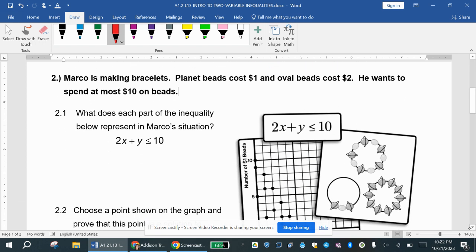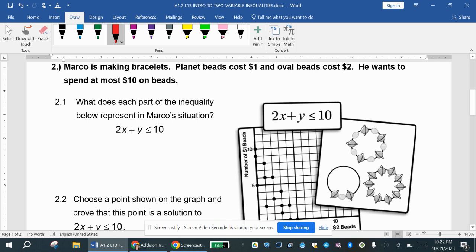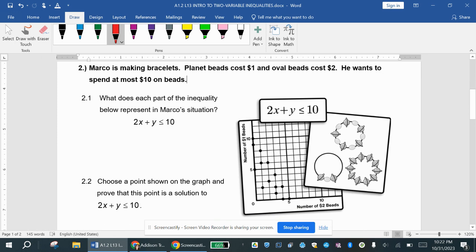Okay, so let's take a minute to read this situation about Marco. Marco is making bracelets. He's using planet beads and oval beads. Planet beads cost $1 and oval beads cost $2. So we're talking about two types of beads. Planet beads, which have a different price than oval beads. Okay, and you can see in the picture the oval beads versus the planet beads.